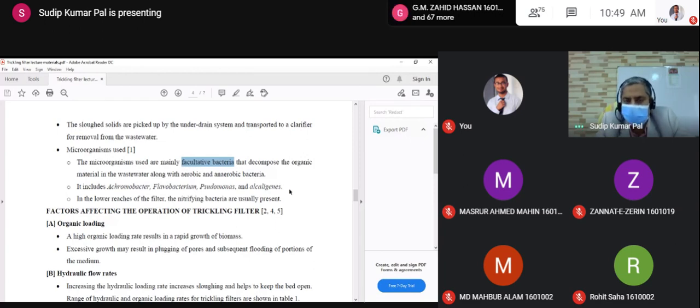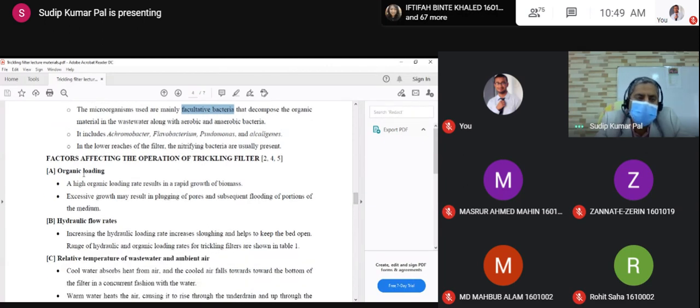You do not need to memorize what is not necessary at this moment. And obviously, the performance of a trickling filter depends on many things: organic loading, hydraulic flow rate, temperature, air. There are many things that will be discussed. As you can see, the organic loading is basically the presence of organic matter.